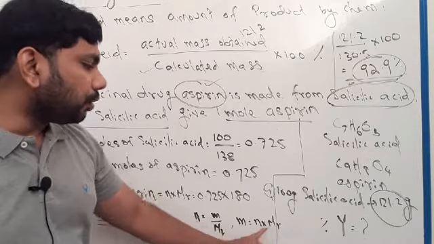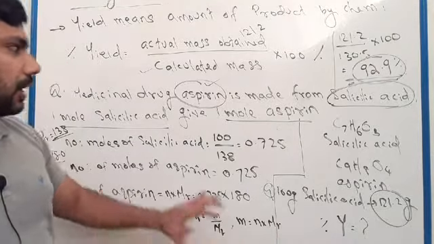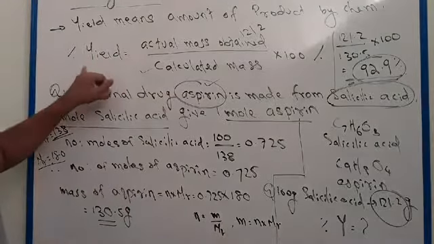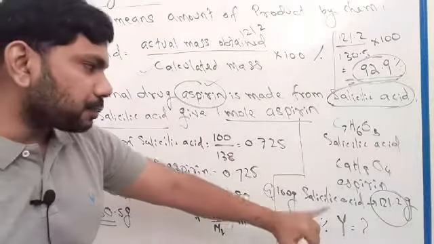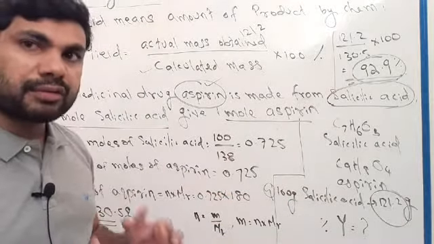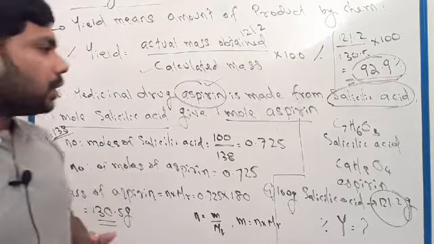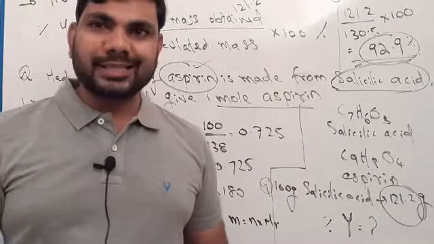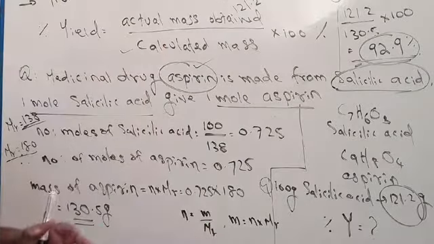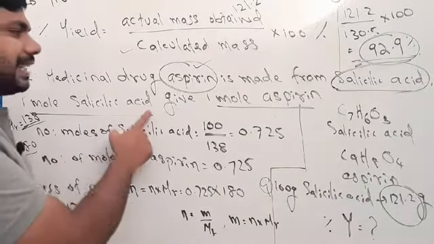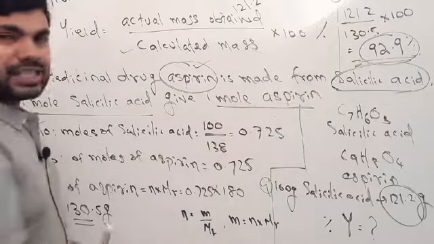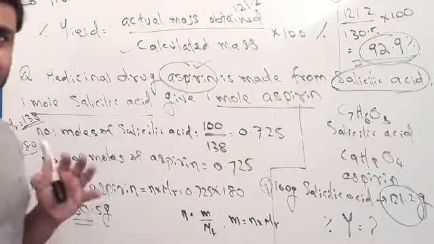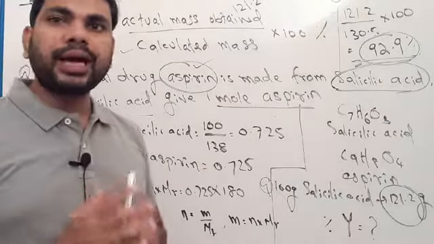So you need the molecular mass of aspirin. We have to find the percentage yield of aspirin. Aspirin is the product. So we have to find the number of moles of aspirin. It is given in the question, 1 mole salicylic acid gives 1 mole aspirin.